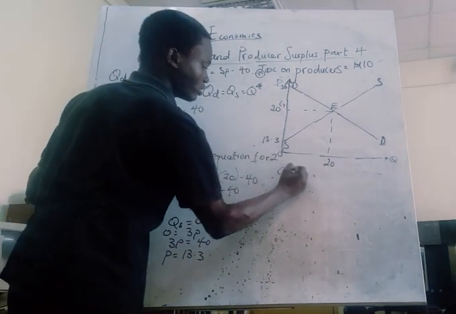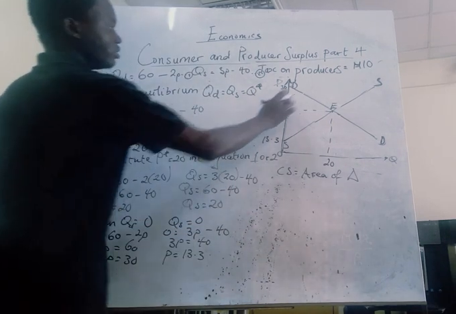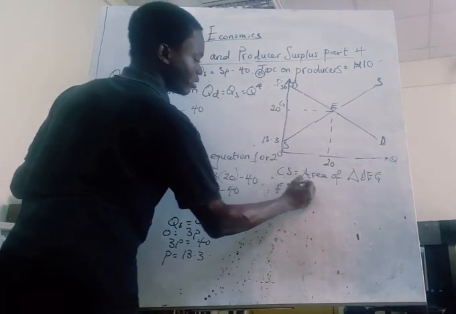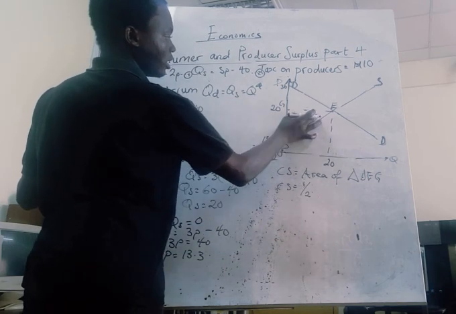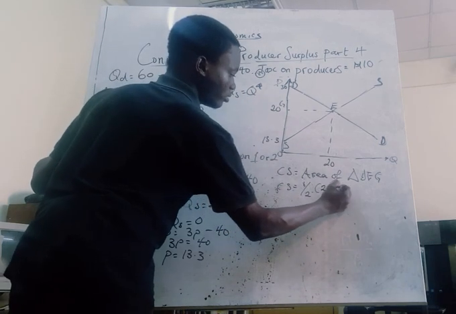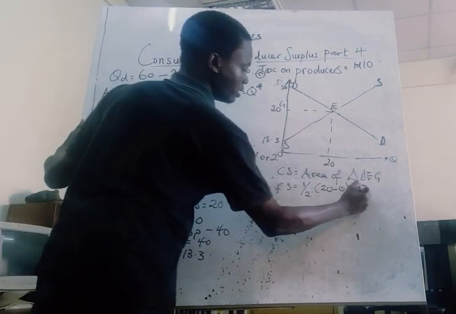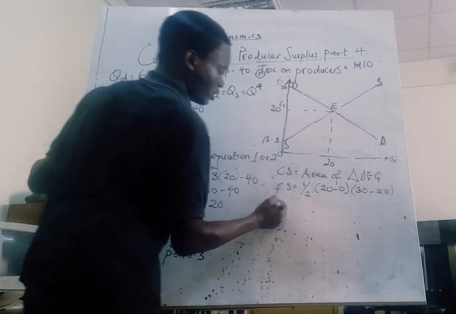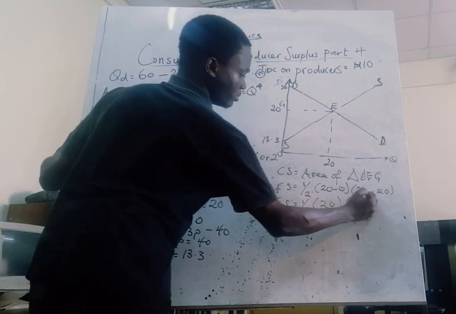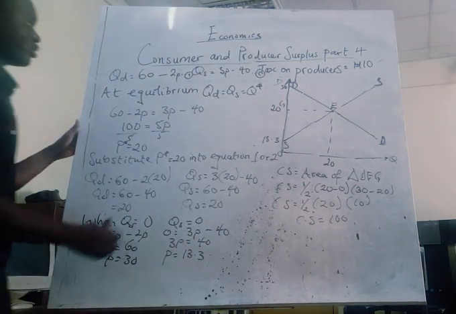So our consumer surplus equals area of triangle DEG. So CS now is equal to half. Our base is simply the distance here, so 20 minus 0, and the distance here to represent the height, so 30 minus 20. So CS equals half into bracket 20, then into bracket 10. Our consumer surplus equals 100. So what's our producer surplus?